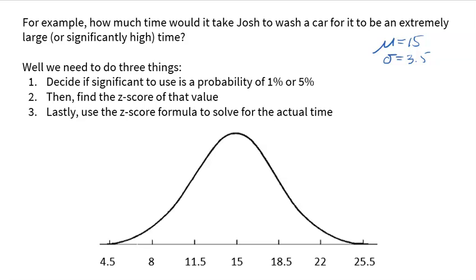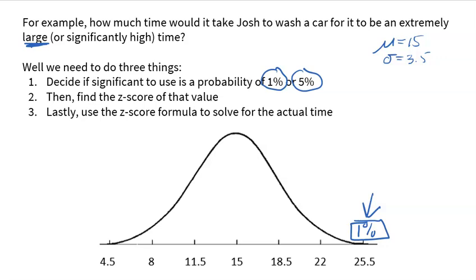But what I actually want to find is, where does the extreme start? To answer this, I need to do three things. First, I have to decide if I want significant to be the top 1% or the top 5%. Now, why am I saying top? Because it said extremely large. So an extremely large time would be somewhere up here at the top. Honestly, I'm going to go with 1% as being extremely high. So what I want to find is what value marks the top 1%. Because if the probability of an event occurring is 1% or less, then that would be pretty significant to me.